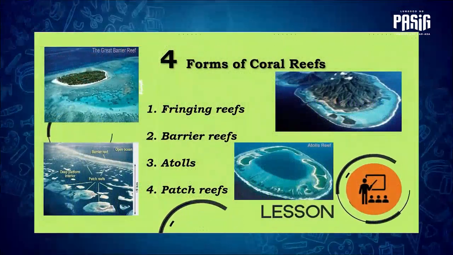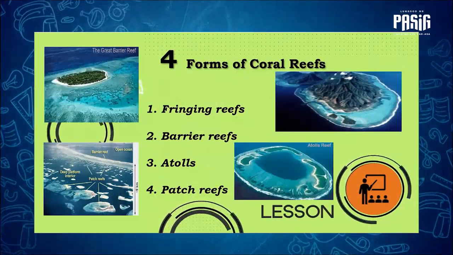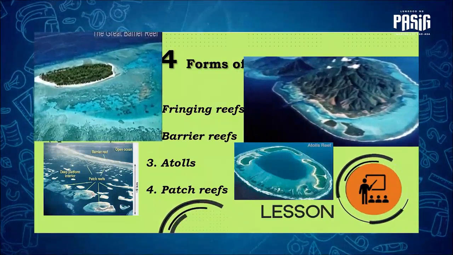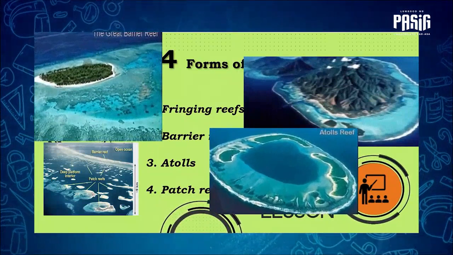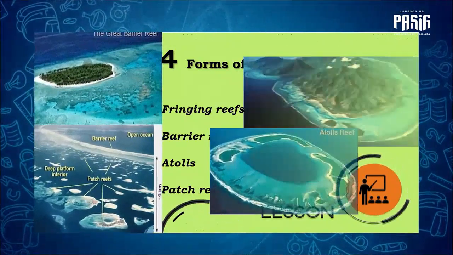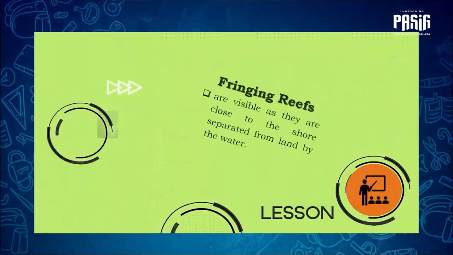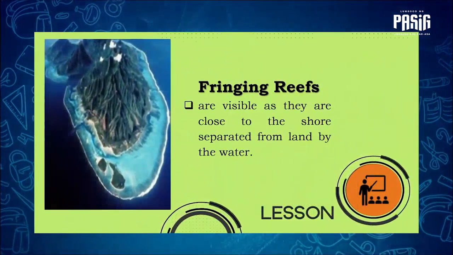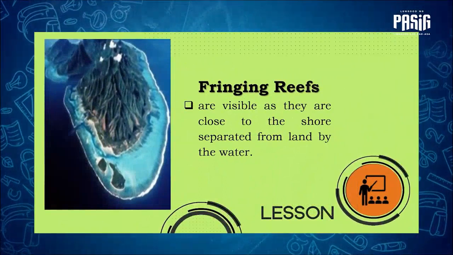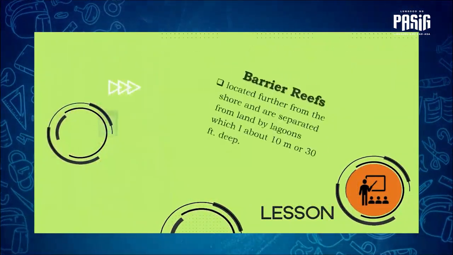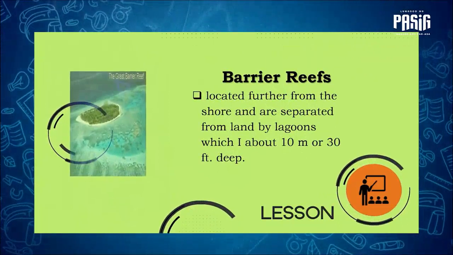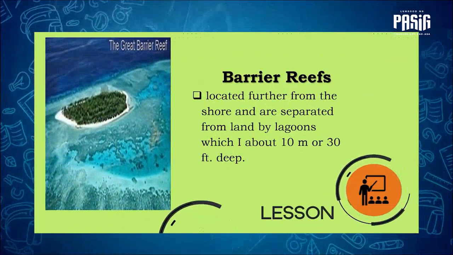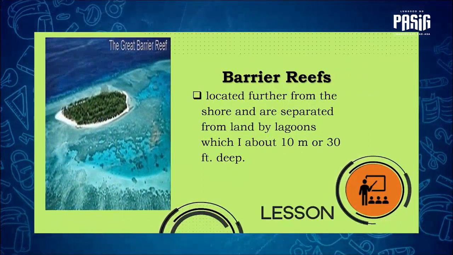There are four forms of coral reefs. These are fringing reefs, barrier reefs, atolls, and patch reefs. Fringing reefs are visible as they are close to the shore, separated from land by water. Barrier reefs are located further from the shore and separated from land by lagoons, which are about 10 meters or 30 feet deep.